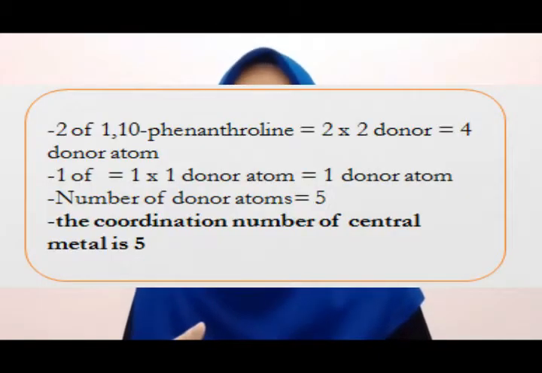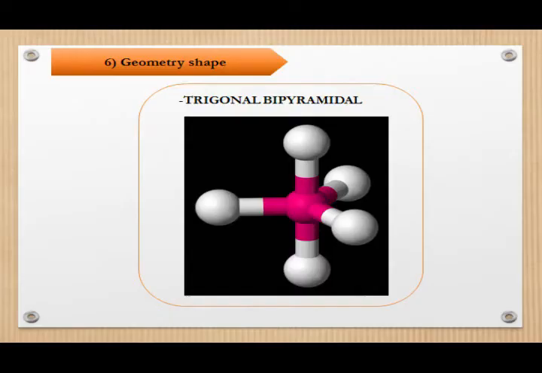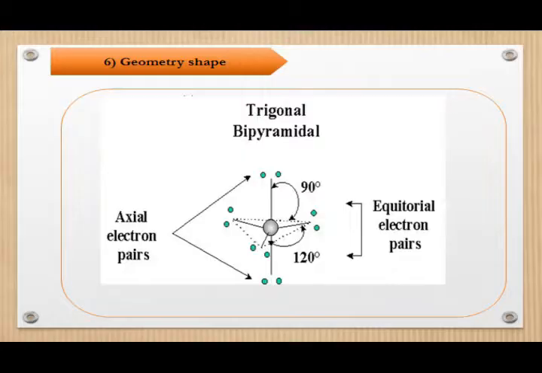The coordination number of the central metal is 5 because we have 2 molecules of phenanthroline, which is a bidentate ligand, consisting of 2 donor atoms for each molecule, and we have 1 perchlorate anion, which is a monodentate ligand. So the total number of donor atoms is 5, and we consider the coordination number for the central metal is 5. The geometry shape of this complex is trigonal bipyramidal because it has 5 ligands. The trigonal bipyramidal has axial and equatorial positions. Trigonal bipyramidal also has 90 and 120 bond angles.